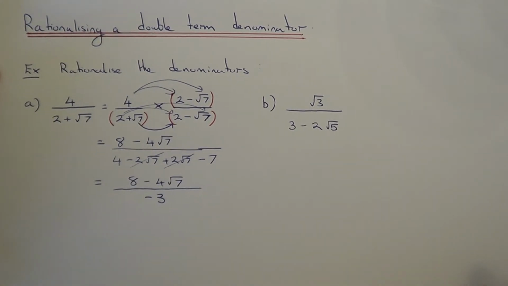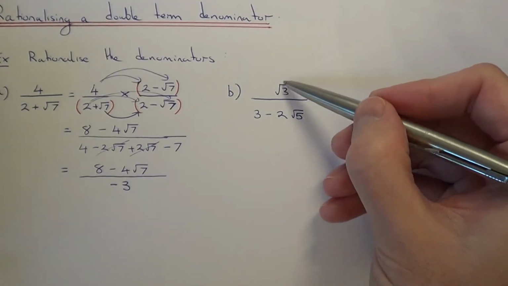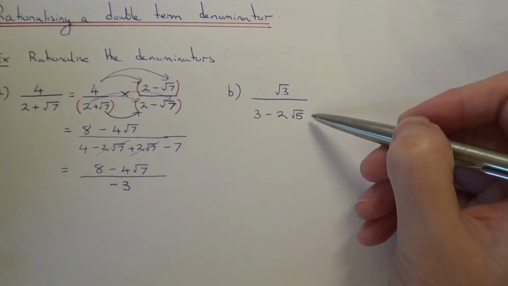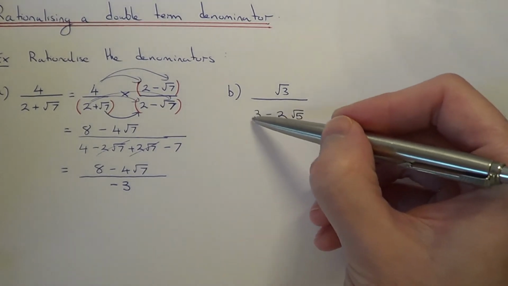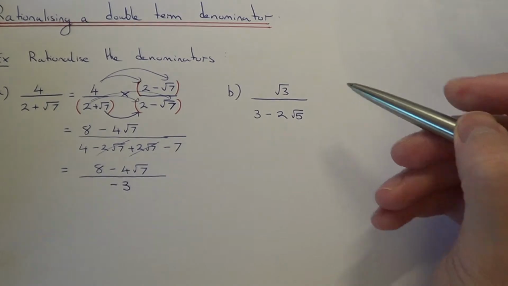So let's do one more example. This one's a little bit harder than the first. This time we have root 3 over 3 minus 2 root 5. So again we've got a double term denominator. So we need to change the sign in the middle.